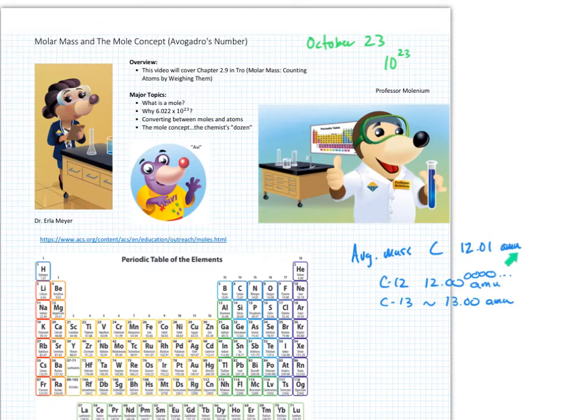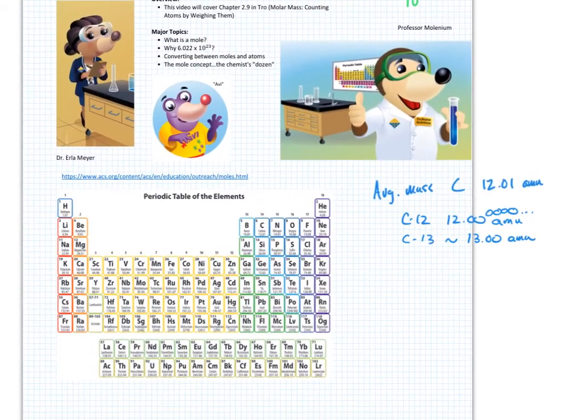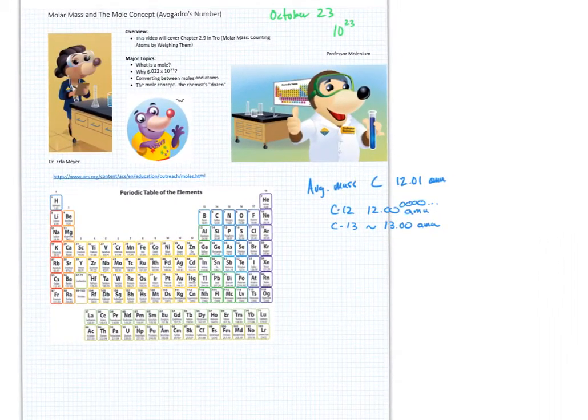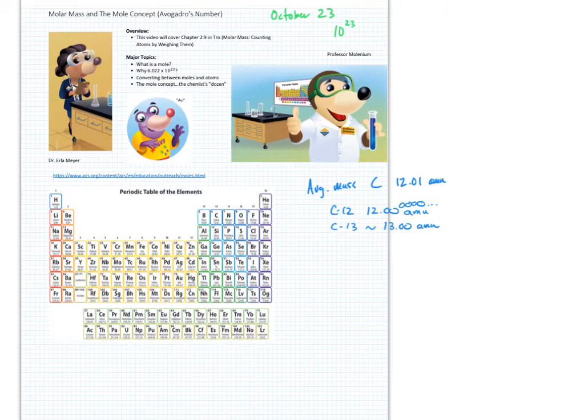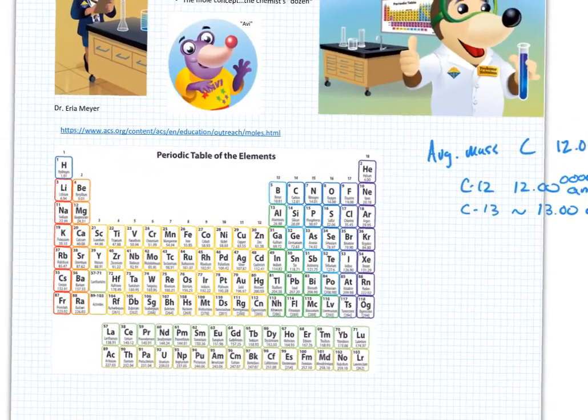We don't use atomic mass units when we measure real world quantities. We do things in grams. So I want you to follow the logic here, because if you follow the logic, you're going to understand how the entire periodic table sort of falls out. Okay, so actually I'm going to make this a little bit bigger so you can see it.